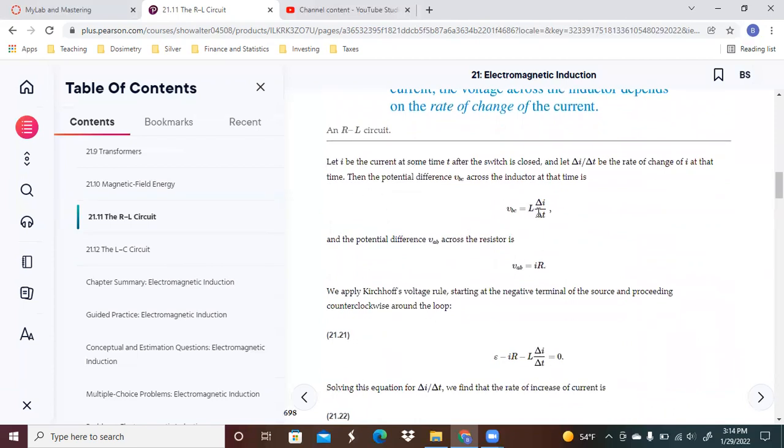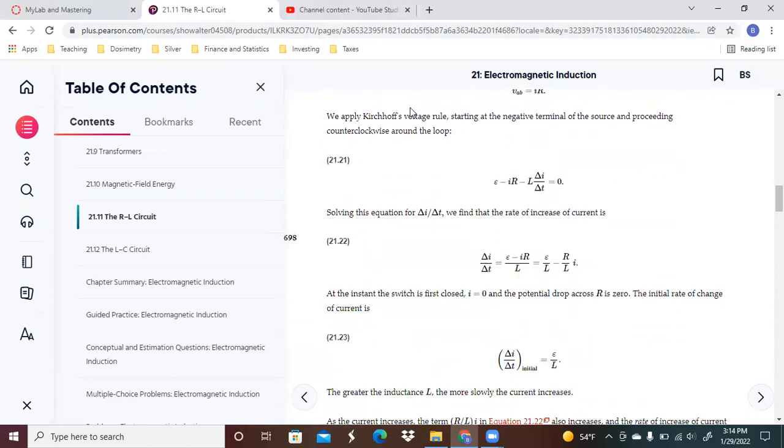So we're going to let i be the current at some time t after the switch is closed, and then let this be the rate of change of i at that time. The potential difference across the inductor is going to end up being this, and the potential difference across the resistor, of course, is this. Applying Kirchhoff's voltage rules, basically we're not having voltage stored up at any particular point, therefore the voltage drops on these two are equal to the EMF. Solving this equation, we find that the rate of increase in the current ends up being this.